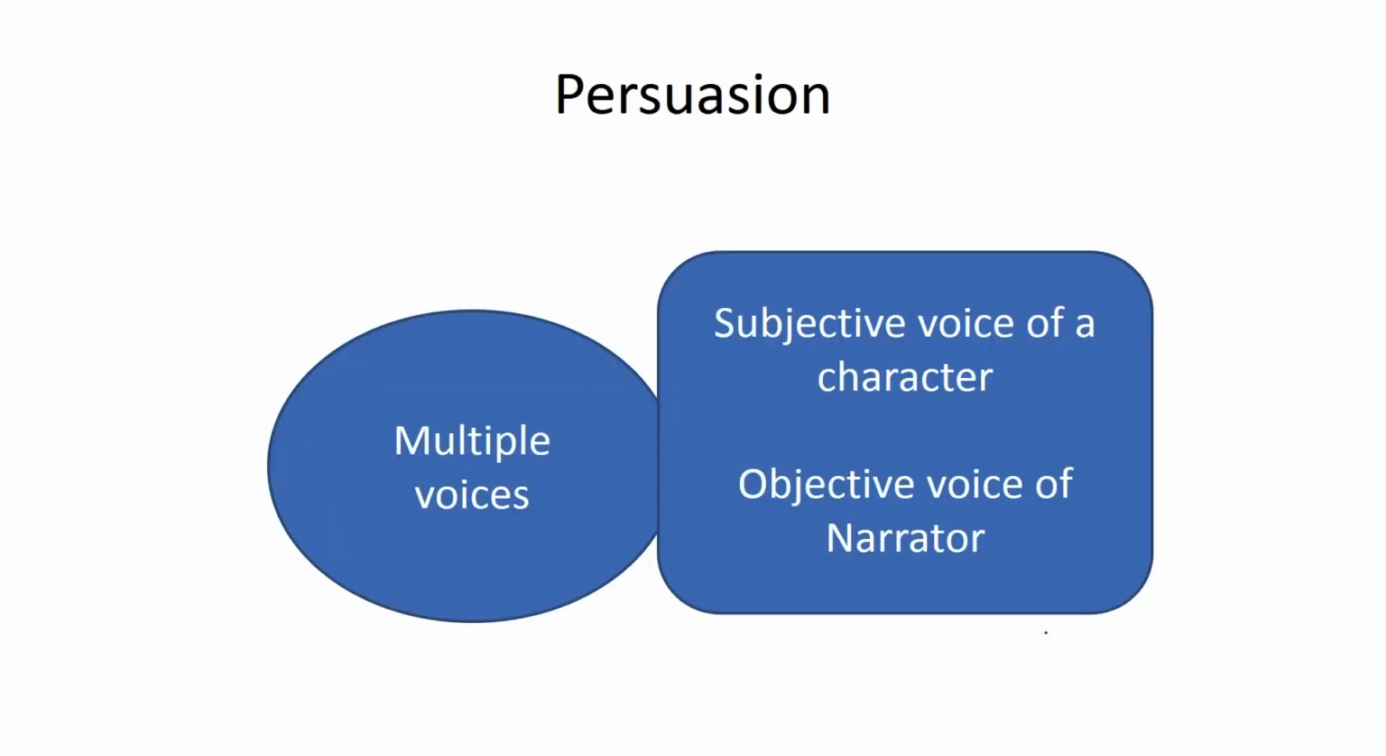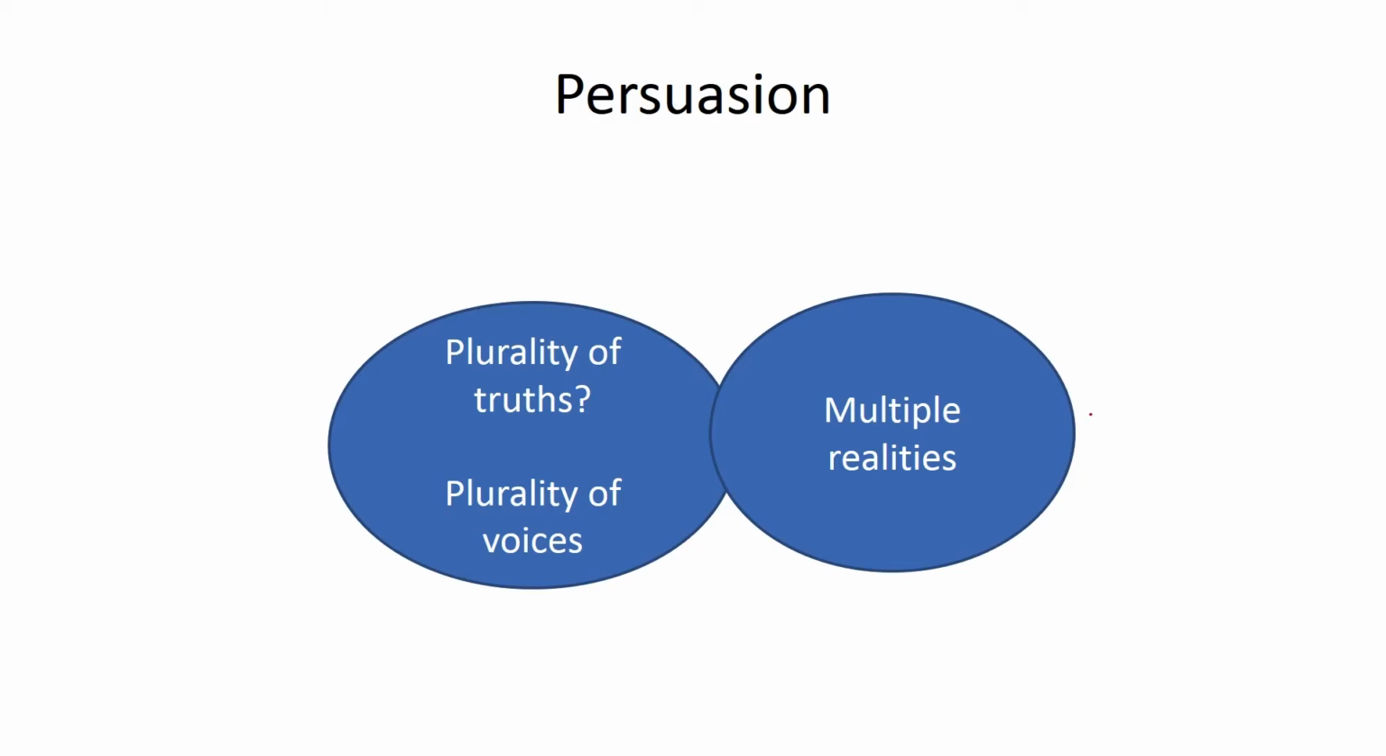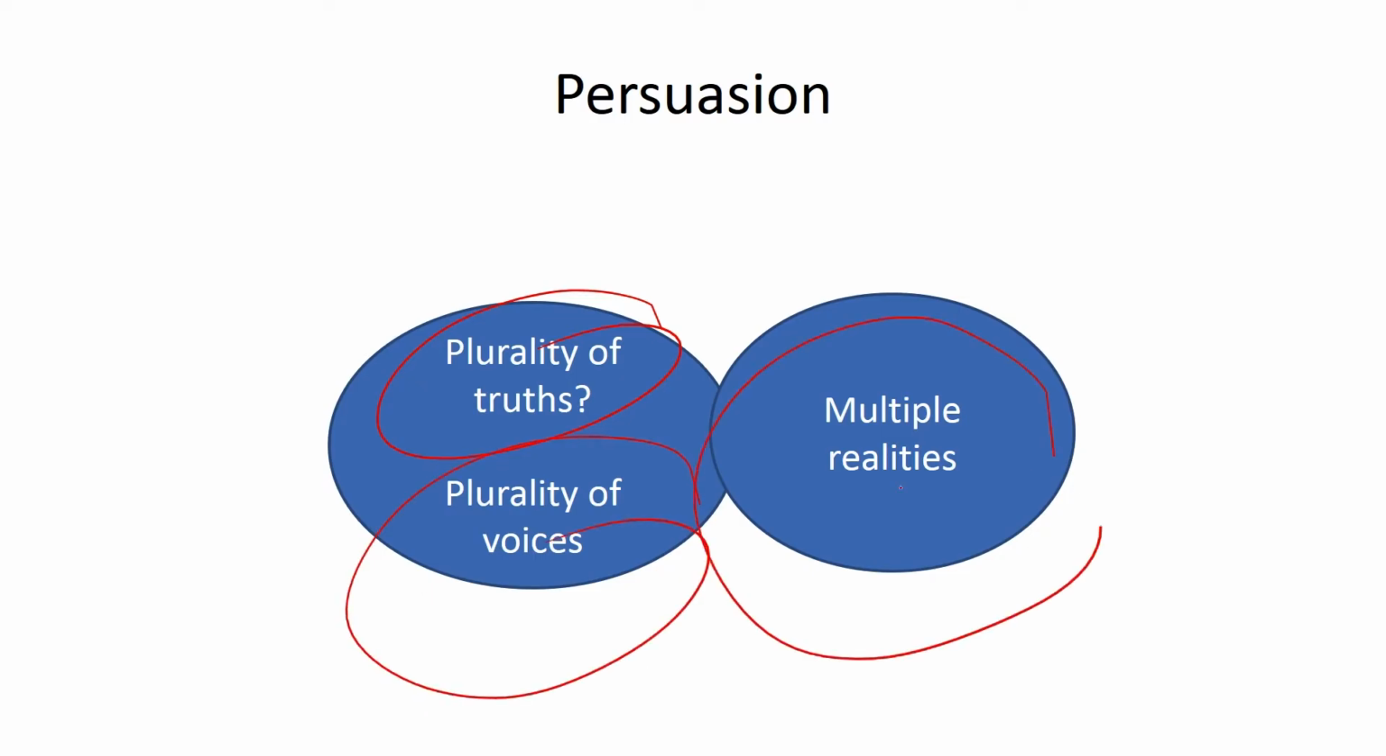We don't just have a subjective voice of a character such as Anne, even though that seems to dominate the second half of the novel. We also have the objective voice of the narrator making comments about romance and success in romance and courtship and other things towards the close of it. But we do always have multiple voices, and that is very significant. Why is it significant? Multiple voices mean plurality of truth, plurality of voices, and plurality of reality.